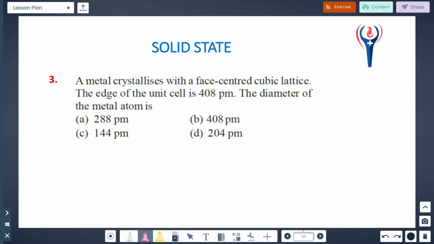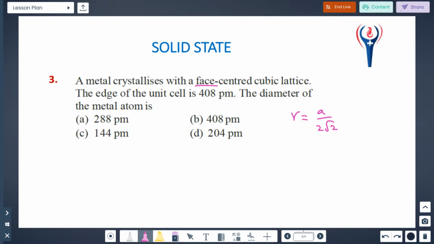A metal crystallizes with a face-centered cubic lattice. The edge of the unit cell is 408 picometer. The diameter of the metal atom is what? They are asking. Okay. So we have the formula for each and every kind of unit cell. We have a formula for radius. In the case of FCC, what's the radius formula? Radius is equal to a by 2 root 2. This is the formula for the radius of atoms in FCC.